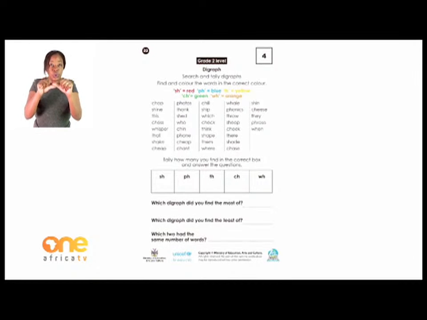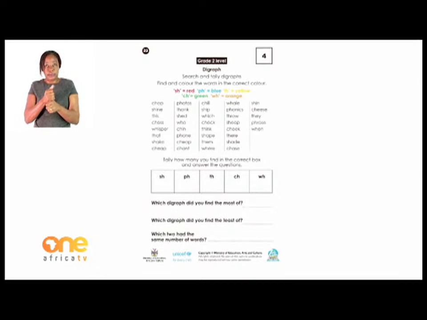The t and the h, which is a th sound, yellow. The k and the h, which is ch, we color green. The w and the h, which is h, you color orange. So find those words and color them accordingly. Then it will be correct.